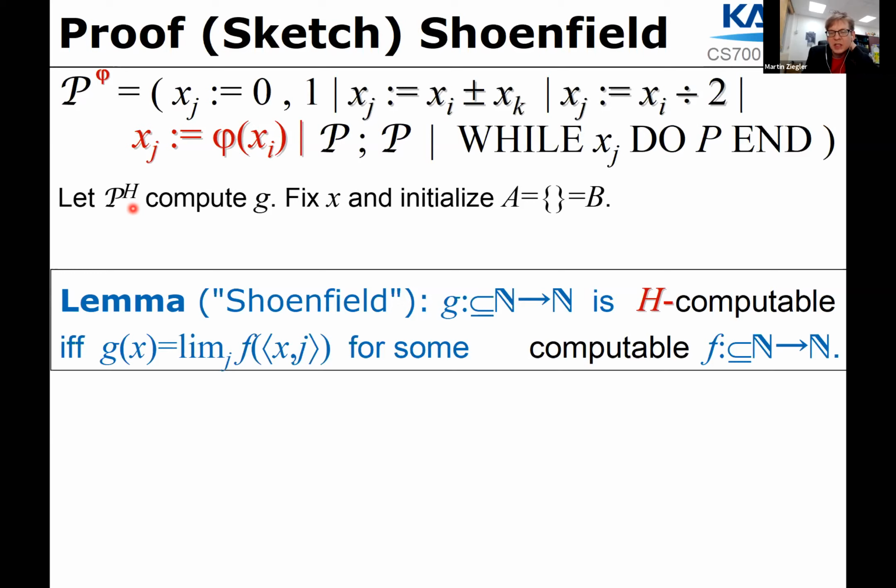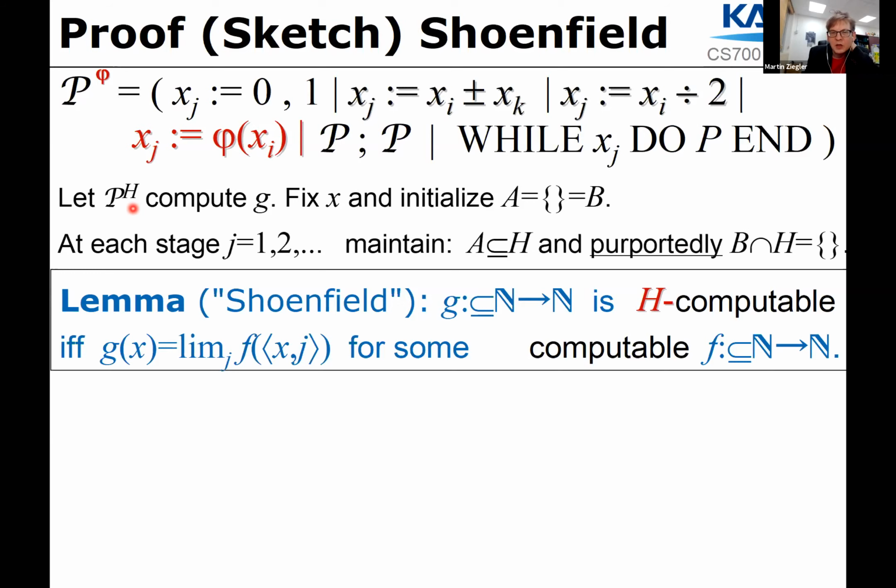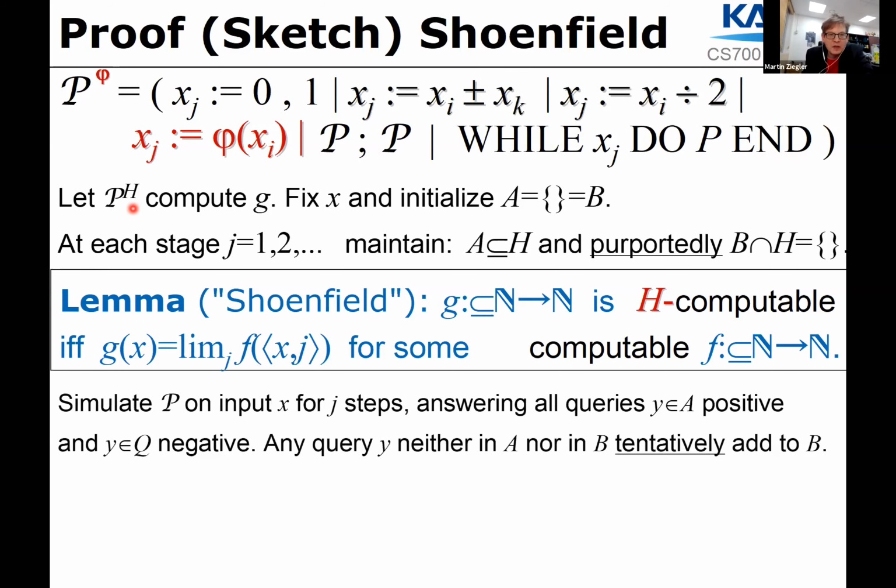And A, imagining this to be a finite subset of the halting problem, so that we're going to answer any query that belongs to A positively because it belongs to the halting problem. And any query that turns out to belong to capital B will be answered negatively, because the purpose is for B to be disjoint from the halting problem. And I'll explain how we maintain these two sets in a minute.